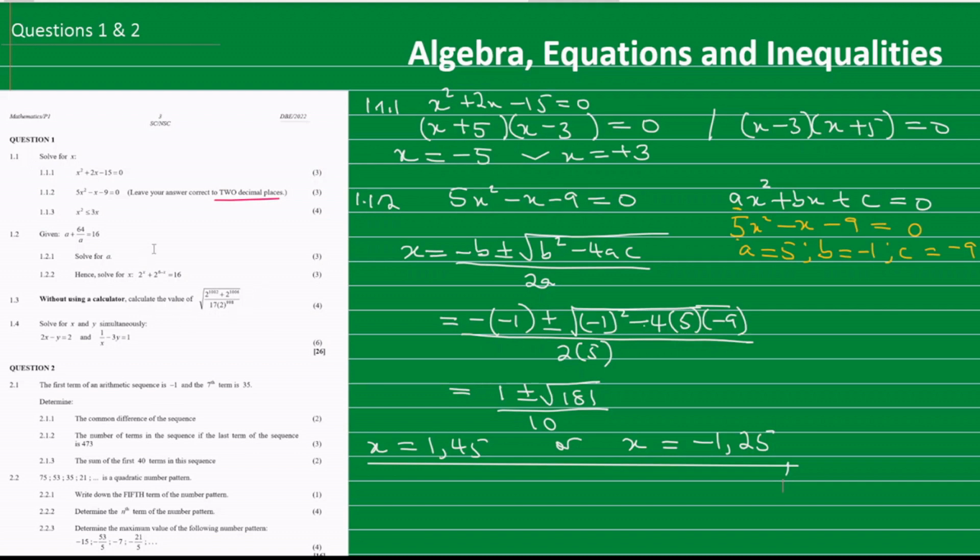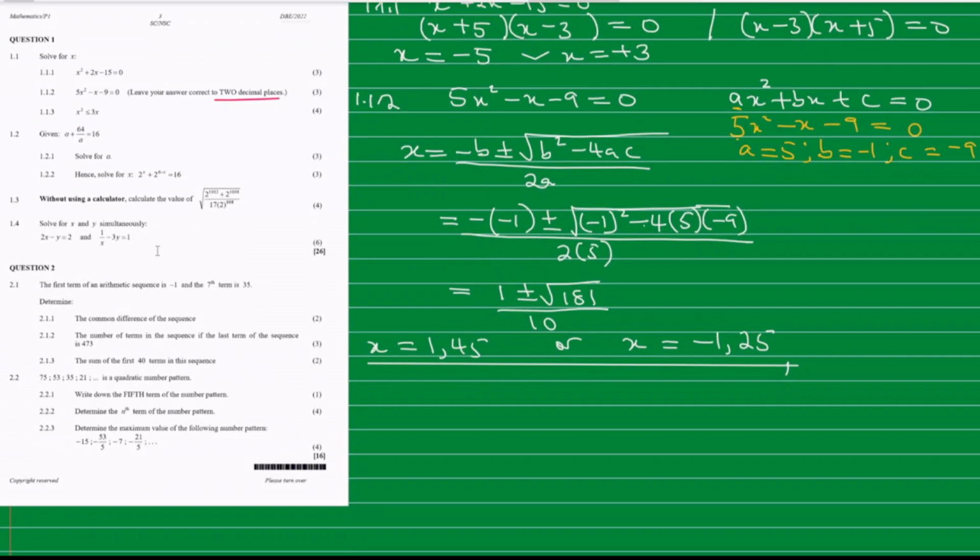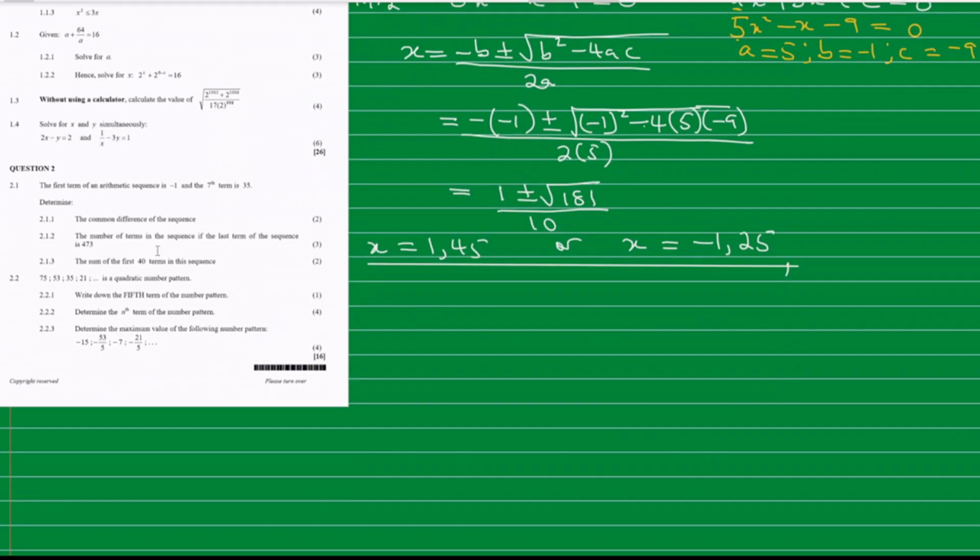The next question, 1.1.3, is an inequality. We are to solve here x squared is less than or equal to 3x. So x squared is less than or equal to 3x.